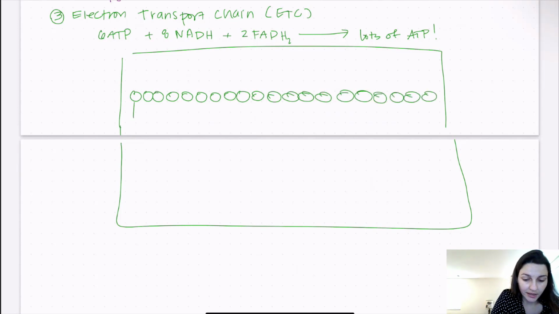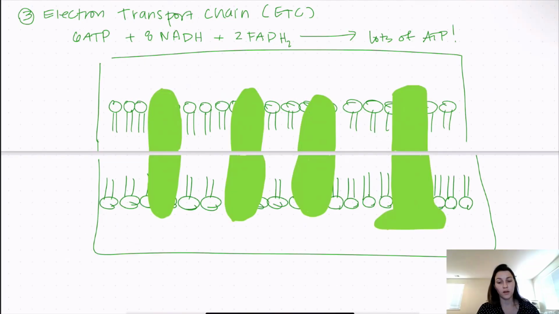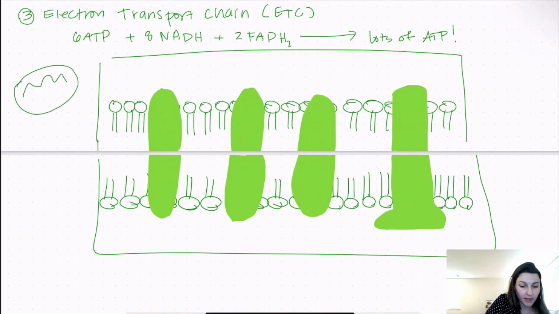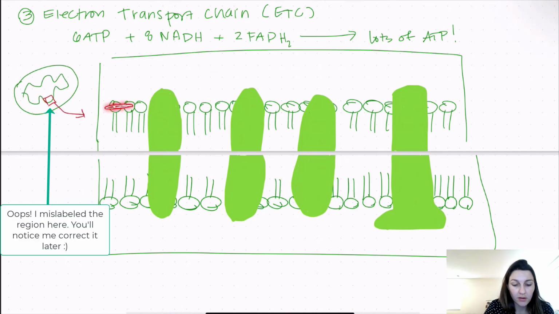So there's all of our phosphate heads, and then we have our fatty acid tails, right? Okay, so in the electron transport chain, we have our inner membrane. Where we are, that I've gone ahead and drawn, is we have our mitochondria, we have that inner membrane, and I have my phosphate heads and my fatty acid tails. That's great.